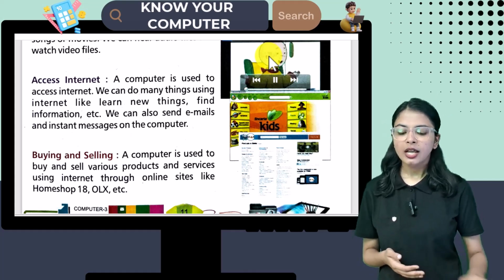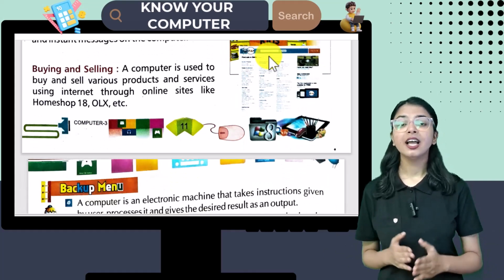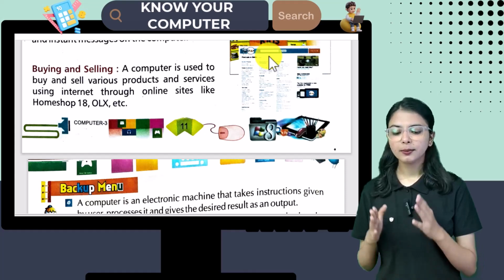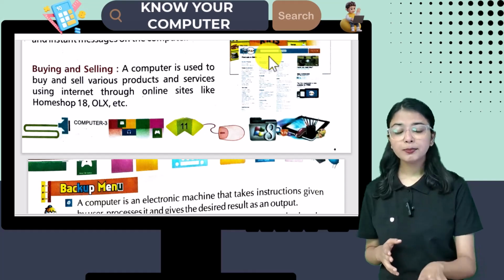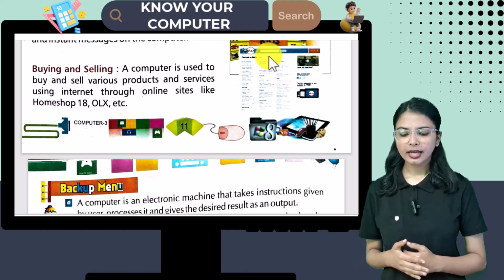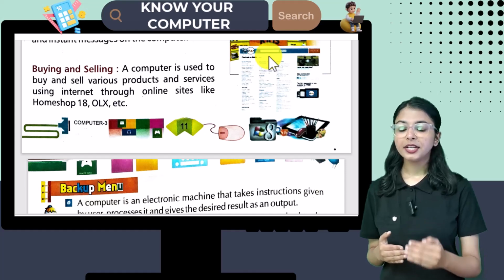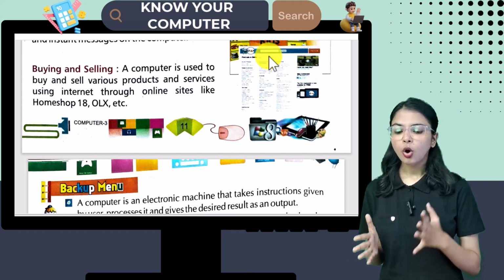Okay, students, next important use of the computer is buying and selling. So with the help of computer, a computer is used to buy and sell various products. Okay, so this computer device is used to buy and sell various products and services using internet through online sites.